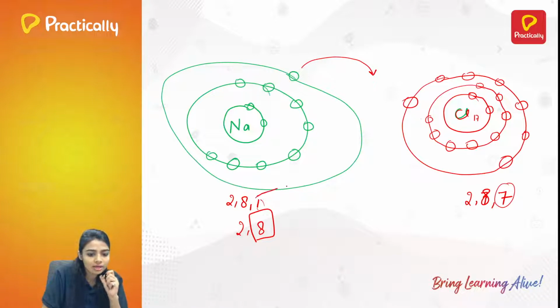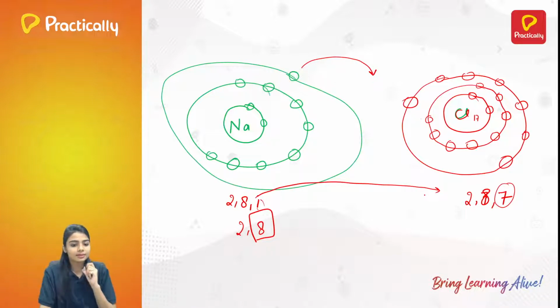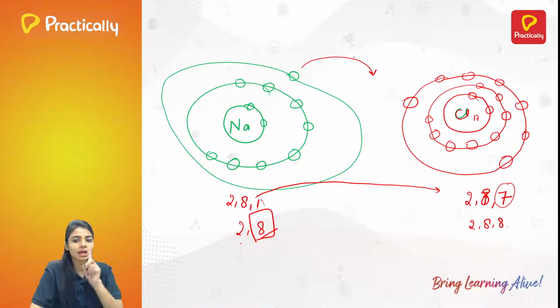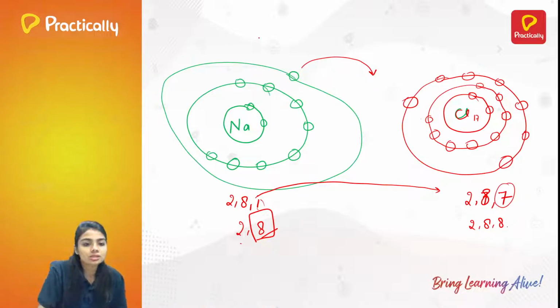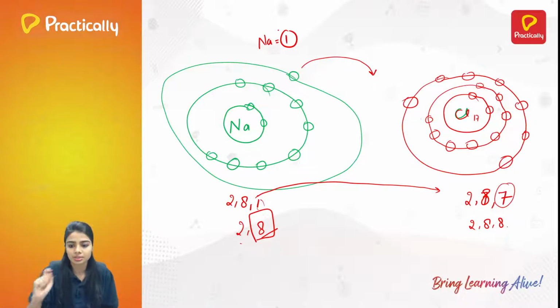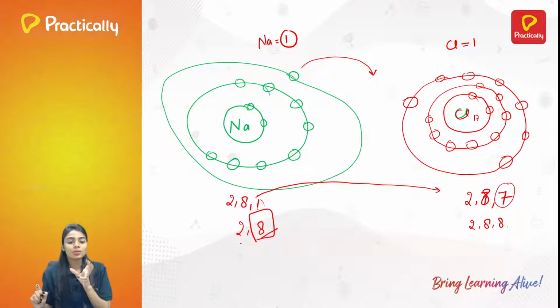If this sodium gives this one electron to this chlorine, then it will become 2, 8, and chlorine will become 2, 8, 8 because it gains this one electron. So here sodium is giving one electron to become stable. Chlorine is gaining one electron to become stable. So the valency of sodium is 1, because it is giving that one electron to become stable. Here the chlorine is taking one electron to become stable, so the valency of chlorine is 1. So what we got to know from here is that sodium has a valency 1 and chlorine has a valency 1.